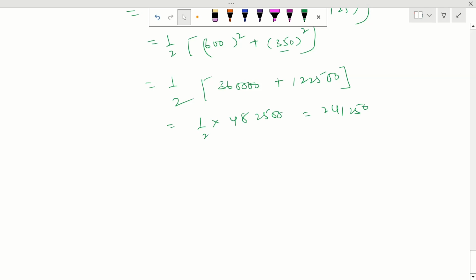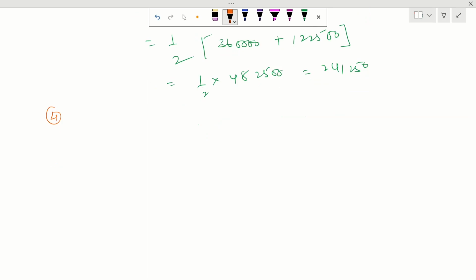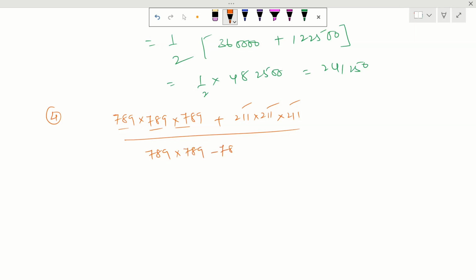Okay, suppose an equation is given: 789 into 789 into 789, so all three numbers are the same, and then plus 211 into 211 into 211, where again three numbers are the same, and now we have 789 into 789 minus 789 into 211 plus 211 into 211.